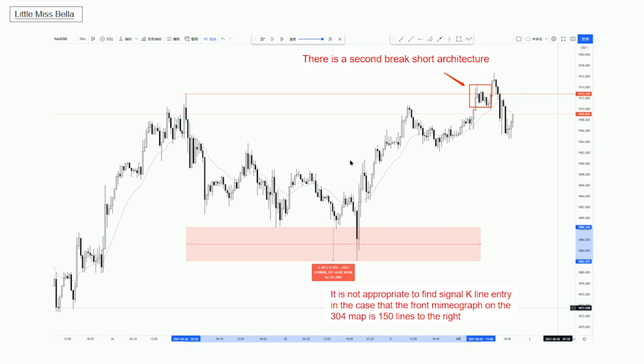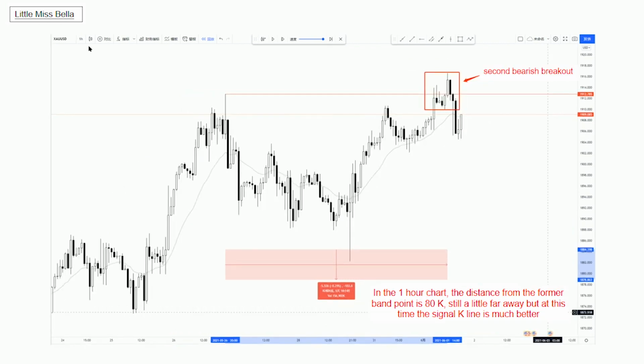We can see that the short signal was rejected by the market, and the reason why the signal K-line doesn't work in this market state is quite simple: the whole structure in this graph is the distance from the previous band point. This whole structure has over 150 K-lines, and your entry signal K-line is usually made up of 1 or 2 K-lines, at most 5 or 6, like the second break short structure here, which might be 4 or 5. You have a signal of a few K-lines versus a structure of 100 or 200 K-lines or even more, and some structures have 300 or 400, so your signal K-line is very weak, and it doesn't work very well.